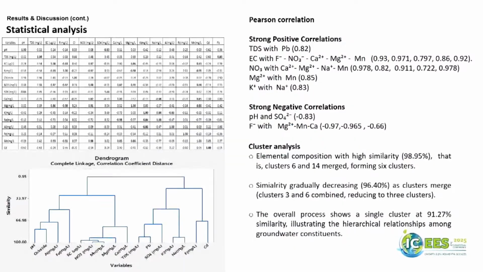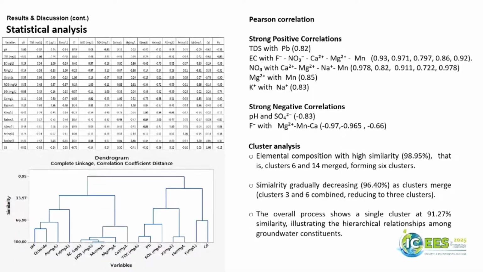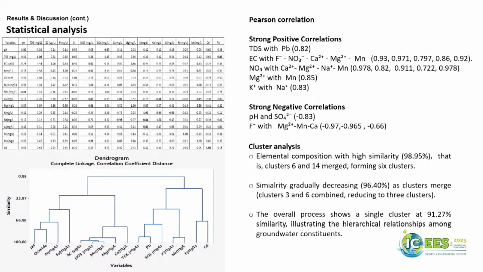So for our statistical analysis, we used the cluster and the Pearson correlation analysis. So if you can see, the Pearson correlation analysis shows that there's a strong correlation between our anions and our physicochemical parameters such as EC, which is correlated with those anions like fluoride, nitrite, calcium, and magnesium, with those p-values. We show that they are statistically significant, while there's a strong negative correlation between our fluoride and also our magnesium, manganese, and calcium, which show those strong positive correlations.